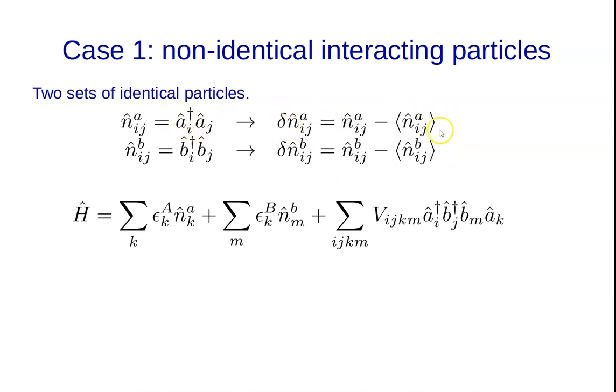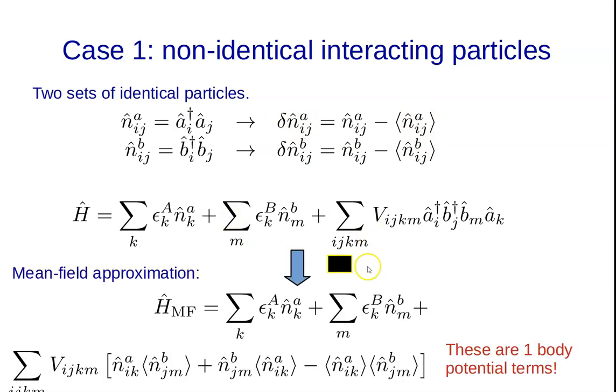And the thing is, how do we calculate that if we don't know the ground state yet? So let's leave it for now. This is going to be an interesting question later. All right, so we go back to our interacting Hamiltonian. So we have particles A, particles B, and the interaction between A and B. Now, what you want to do is rewrite these Hamiltonians in terms of these fluctuations and averages. So how do we do that?